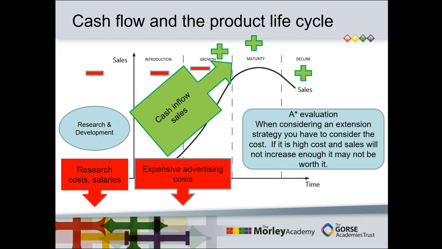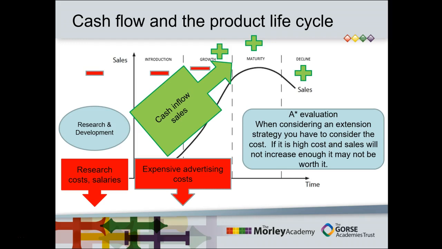So as an A-star evaluation, when you're considering extension strategies, you have to consider the cost. For example, let's say the fidget spinner. The fidget spinner had a really quick introduction, growth, maturity, and then started to decline really quickly. Fidget spinners which were being sold for, at the height, as much as maybe 10 quid in some places, but towards the decline the price started to come down, and that was the strategy that tended to be adopted, to reduce the price.